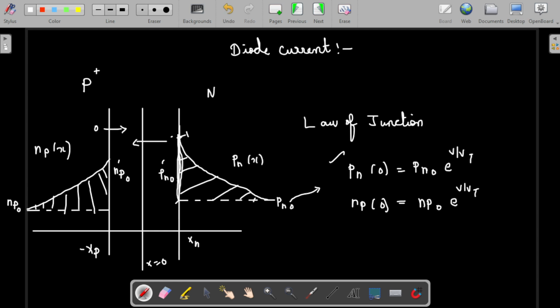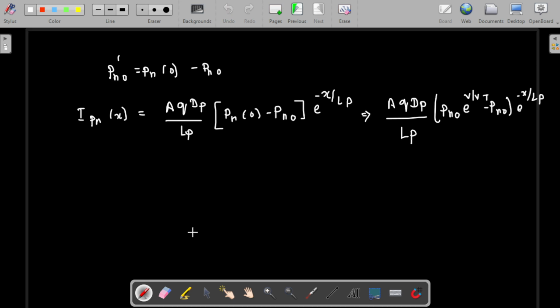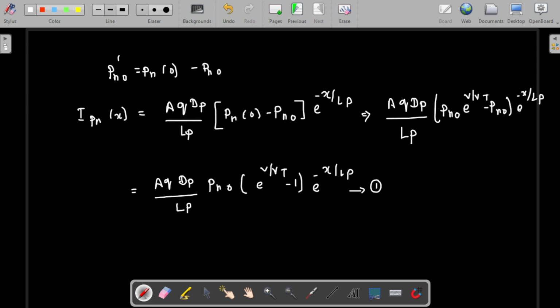So this top is Pn of 0, this is Pn of subscript 0. So this is Pn naught, subscript 0 dash. So these are quite different in the terminologies. If we take the constant Pn naught outside, then AQ Dp divided by Lp, the value is e power V by Vt minus 1, e power minus x by Lp. Okay. So this is the first equation that we are getting.